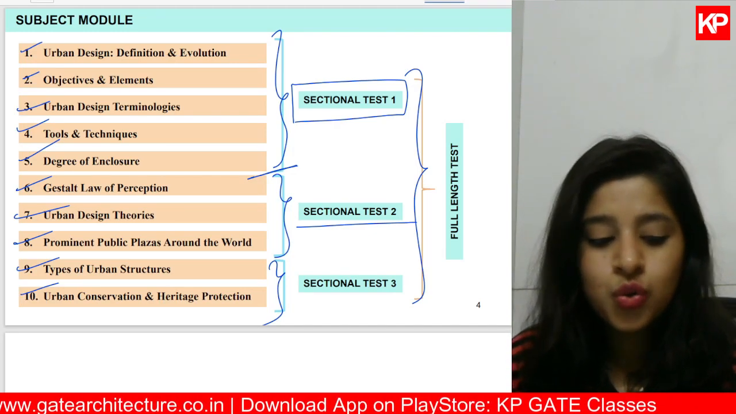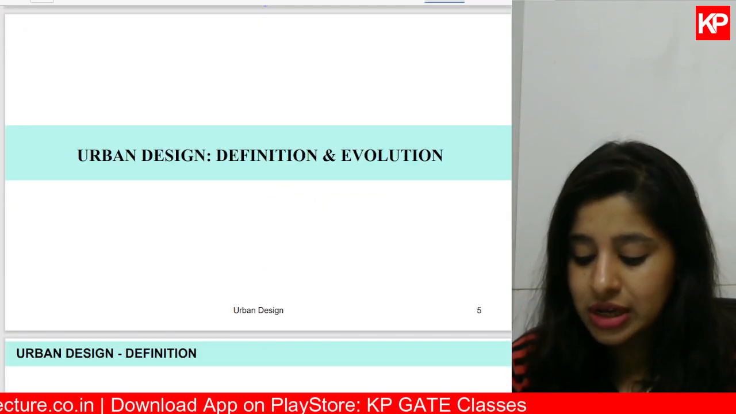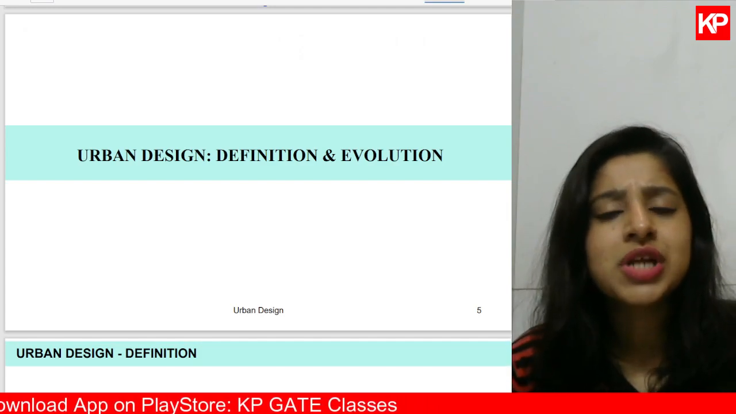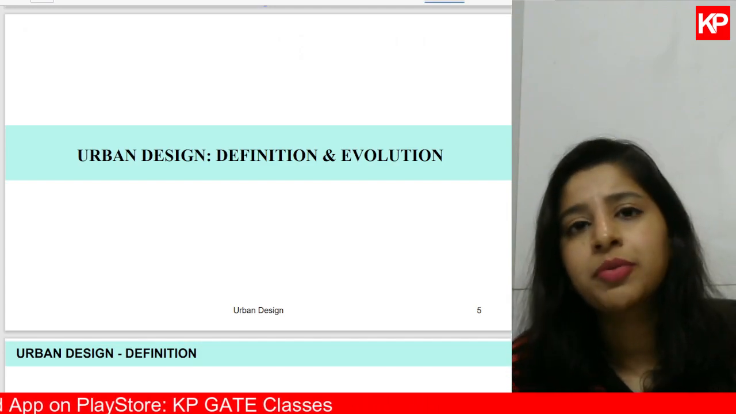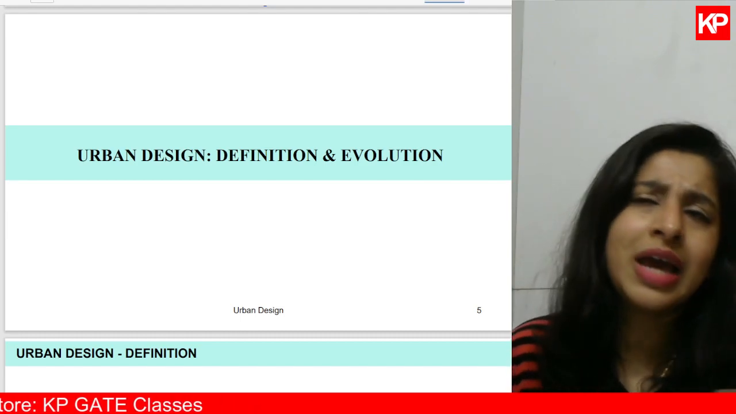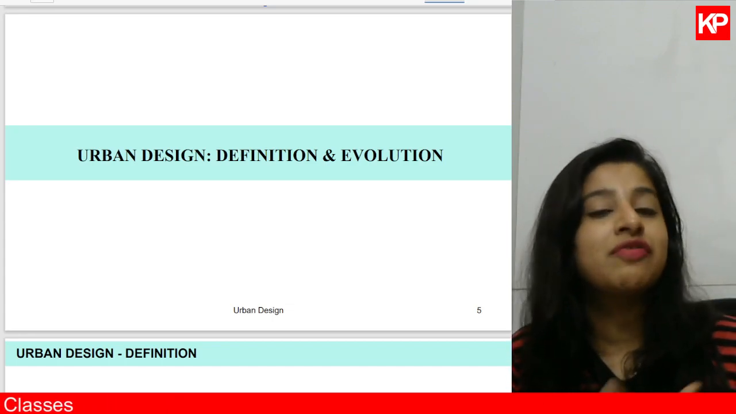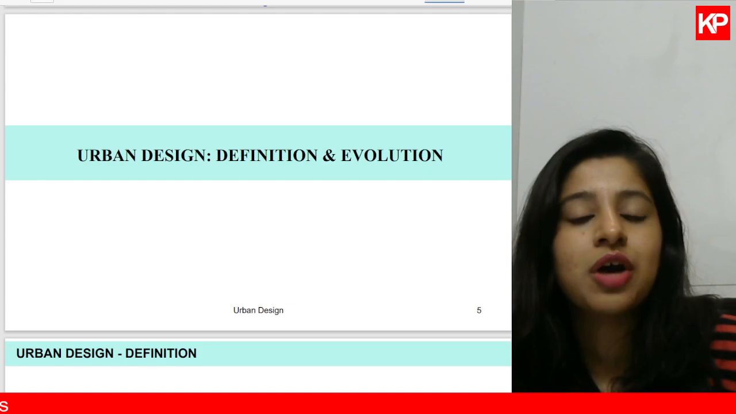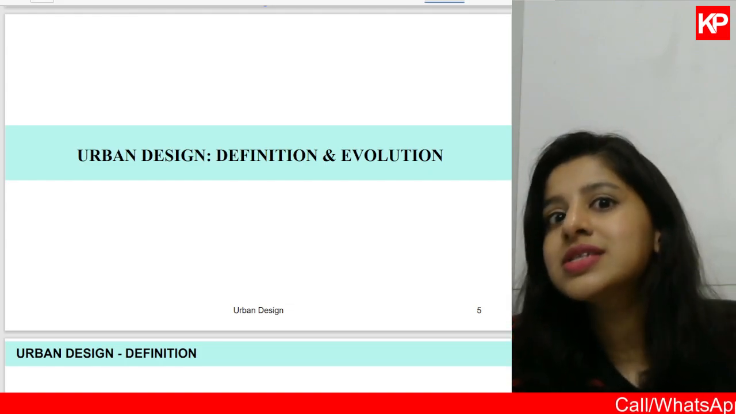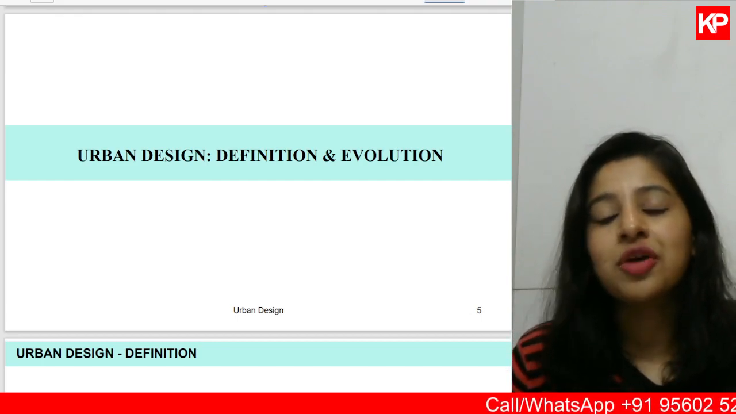Now without further ado, we'll quickly start with the first part of today's class, and that is urban design definition and evolution. So whenever you study a subject, the first question that should come to your mind is, what is that particular thing? Urban design, you may have studied in your bachelor's, you may not have. Some people have different kind of perception about what urban design is. But thinking about it from the subject point of view, what is actually urban design? What do we have to study here? And what does it all talk about?